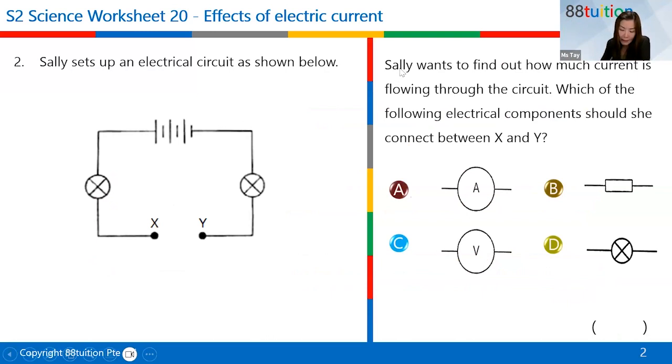If you want to find out how much current is flowing through a circuit, there is one component you can connect into the circuit. Which of the following should be the one that's connected? We have already learned in the last few lessons to measure or even to see how much current is flowing through the circuit, we can put an ammeter here. The ammeter is connected in series and helps us to see how much current flows through.